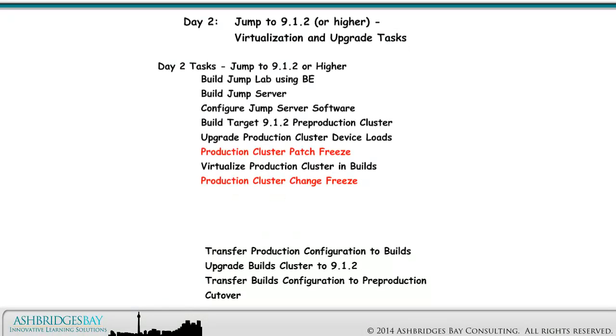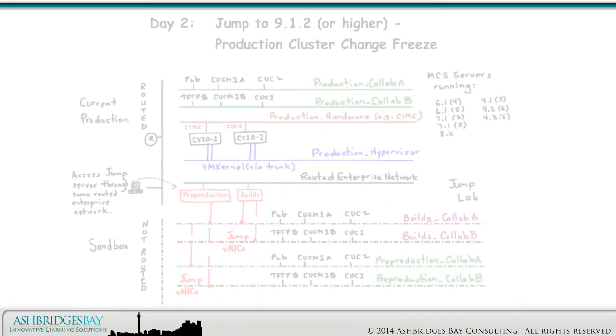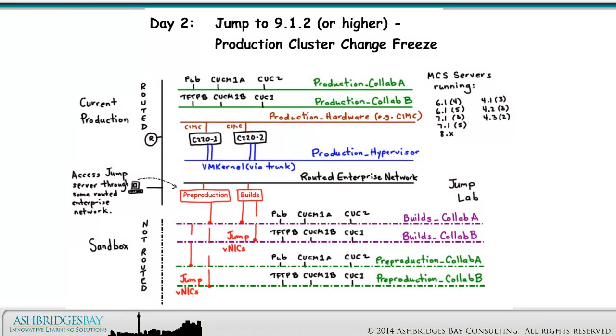Here are some considerations for the production cluster change freeze. Add all licenses to CUCM, assign owners to phones, and issues with user-facing features. This is an overview of the Jump Lab. This drawing looks at activities on the production cluster.